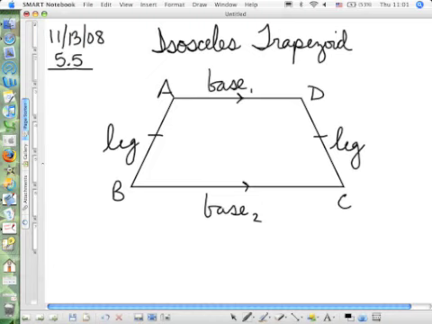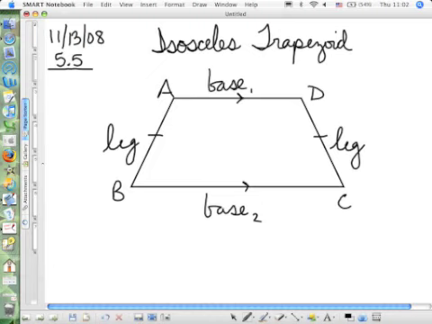Now, there are certain characteristics of an isosceles trapezoid which we need to know. And this is your first theorem. The base angles of an isosceles trapezoid are congruent to each other. Write that down, and then we'll identify what the base angles are. The base angles of an isosceles trapezoid, has to be isosceles, are congruent to each other.